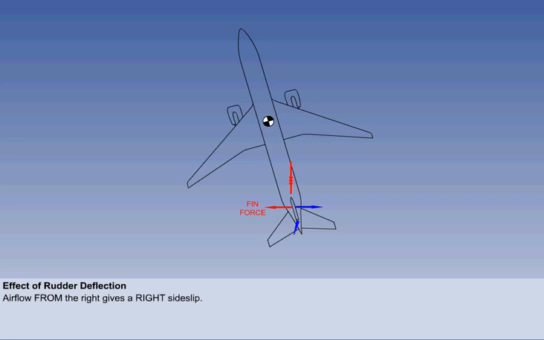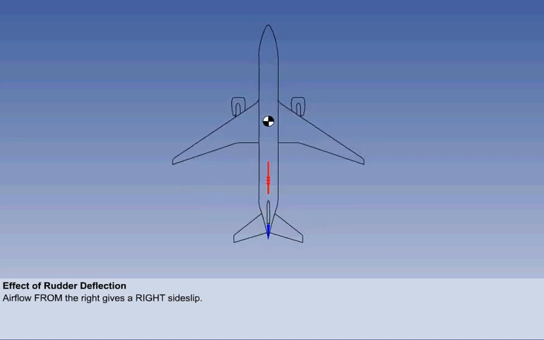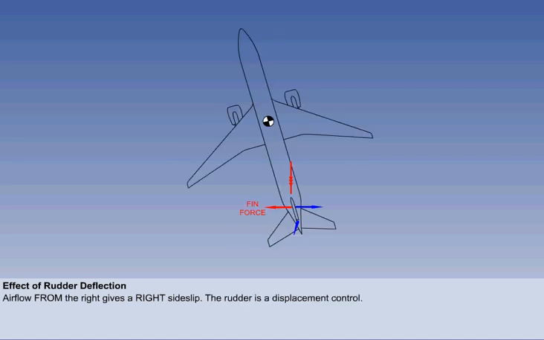When the rudder is returned to neutral, the rudder force is removed. The fin force will yaw the aircraft to the right, until once again it is in straight, steady flight. You have seen that to hold a constant side slip angle, the rudder must remain displaced from neutral. Therefore, like the elevator, the rudder is a displacement control.